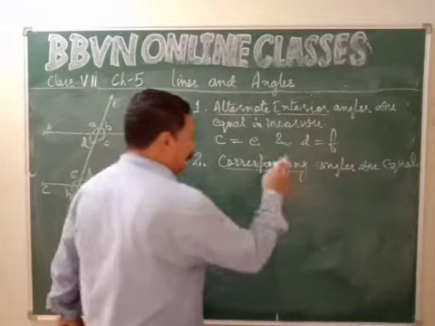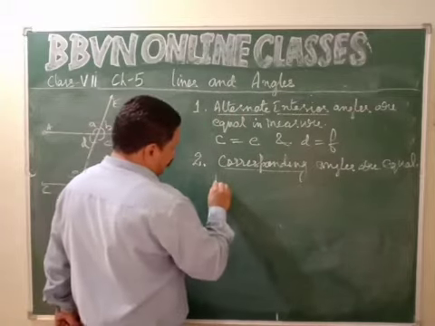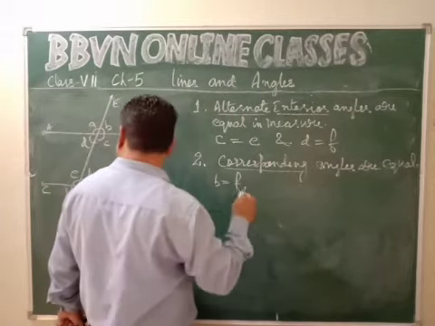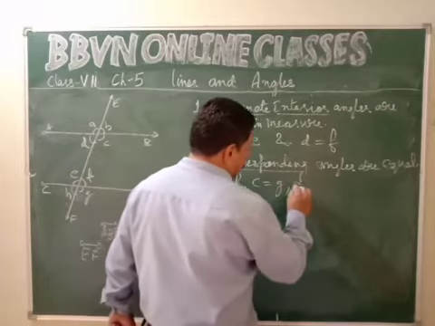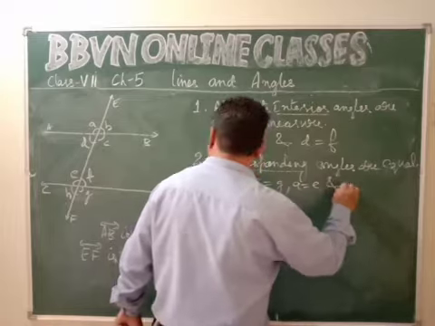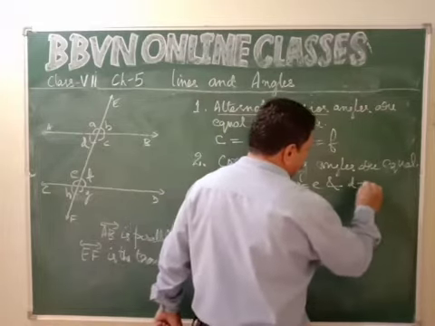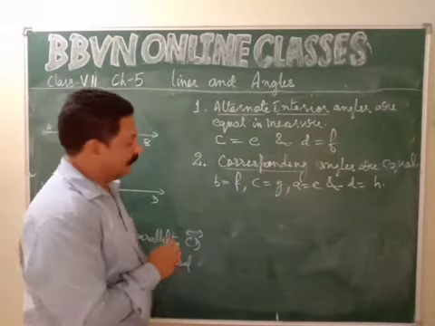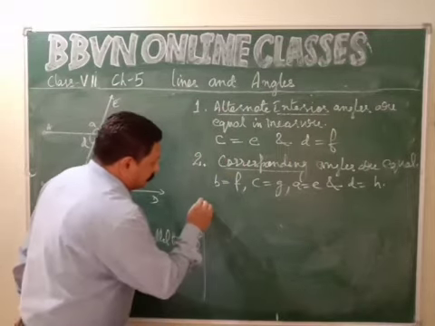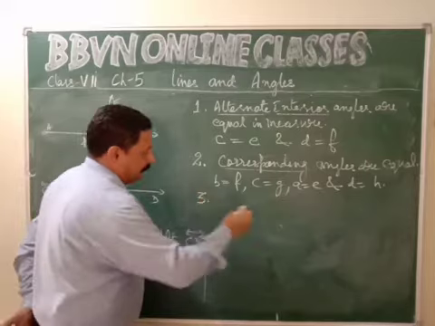So corresponding angles are equal. It means angle B is equal to angle F. Angle C equal to angle G, angle A equal to angle E, and angle D equal to angle H. Corresponding angles are equal. Let's come to the third property. What is the third property?